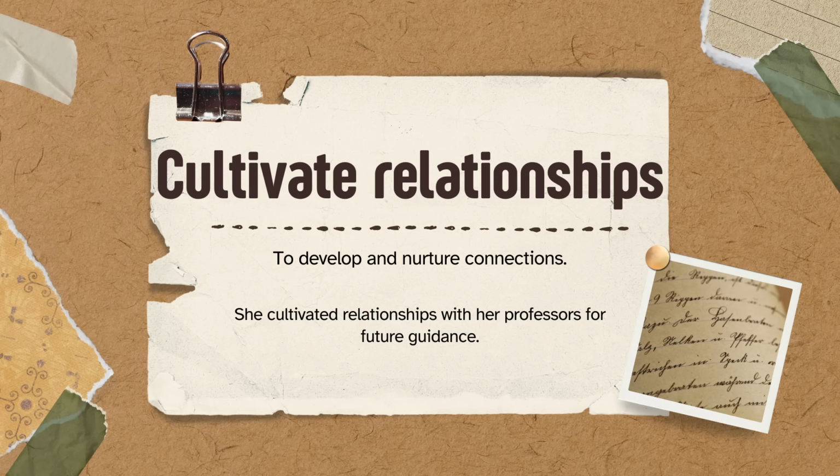Example number 2. She cultivated relationships with her professors for future guidance. Here we're obviously in an academic environment. Here, she made an effort to connect with her professors, right? Teachers, by asking for advice, maybe discussing academic interests, staying in touch. Communication is key. These relationships maybe could help her with recommendations or guidance in her career. Maybe she's going to move on and do more studies.